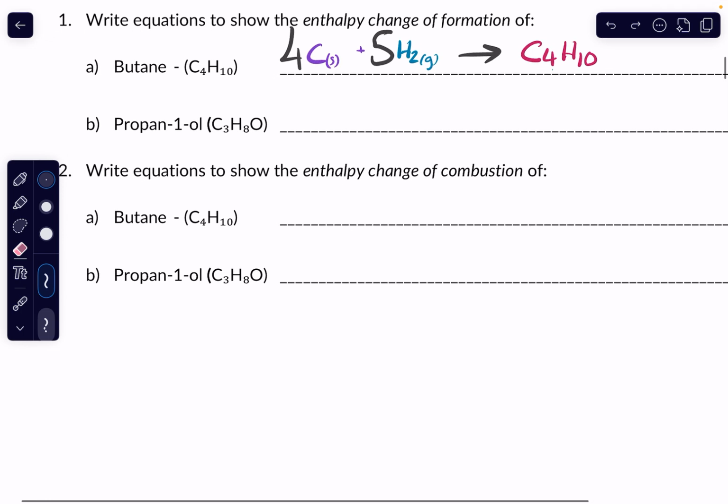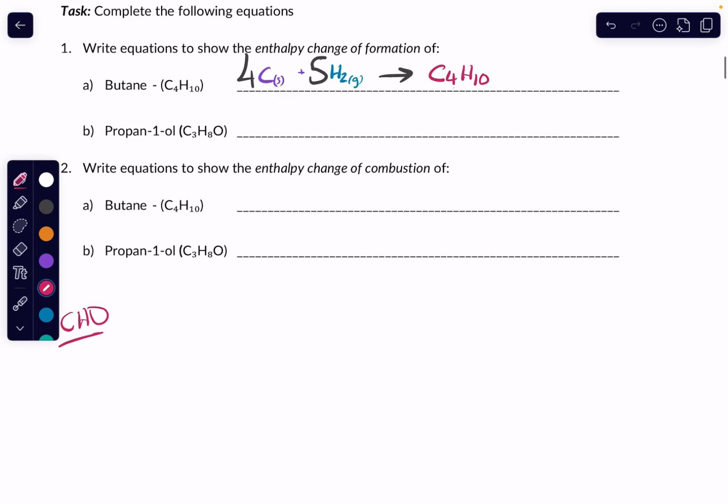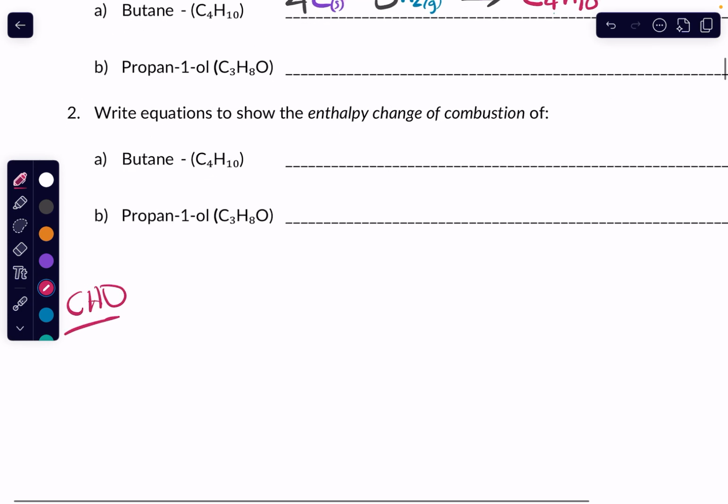Next one we're going to look at is writing equations to show enthalpy of combustion. Now I'm going to teach combustion a little bit more later on, but there is a trick to doing combustion, and I'm going to call it CHO. Whenever you do combustion, you're just going to balance it using CHO. Let's write the equation first for butane. Remember, the enthalpy of combustion means I'm going to burn this thing. So butane, we're going to burn it.